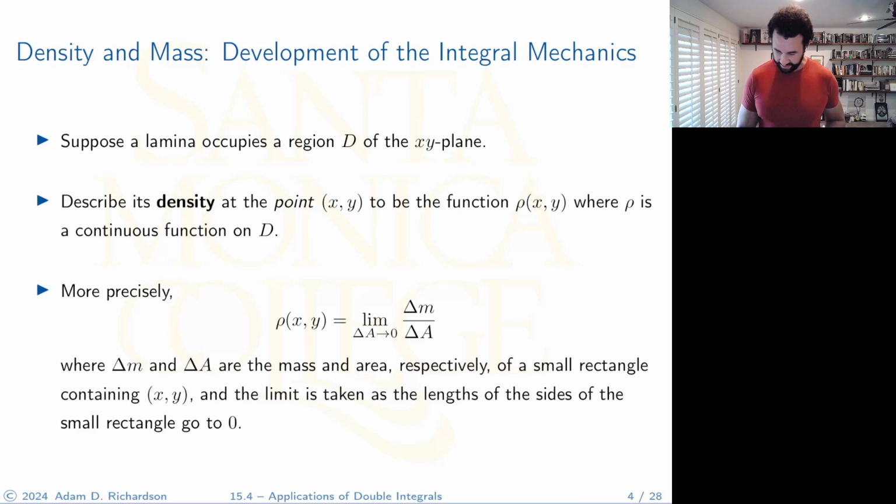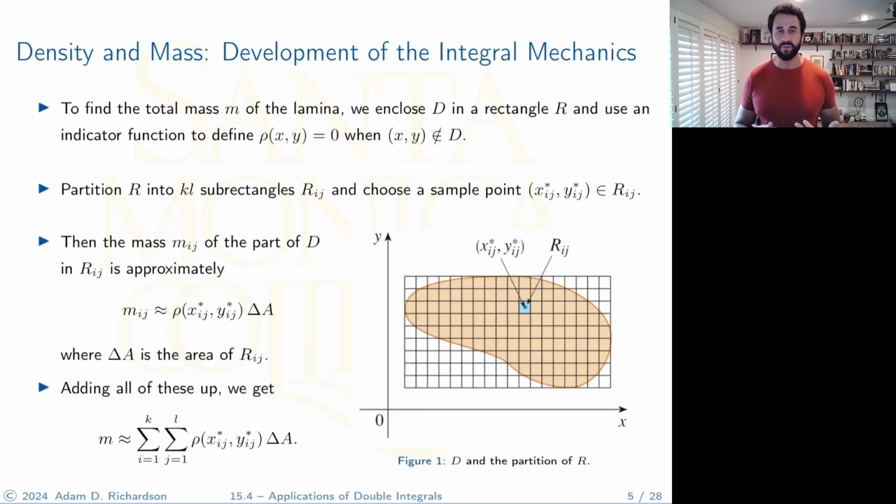All right. Okay, so that's the initial setup. Now, if we want to find the total mass of the lamina, then we're going to do something that we did similarly in section, what was it, 15.2, and then kind of again in 15.3, and then we're going to see it again in 15.6 and 7 and 8 and 9.